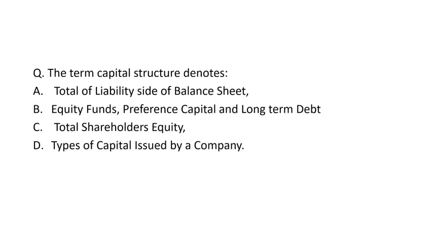Next, the term capital structure denotes: total of the liability side of the balance sheet; equity funds, preference capital and long term debt; total shareholders' equity; or types of capital issued by the company. Types of capital, a company can issue both types, short term and long term, so the types of capital the company is issuing does not matter here. Total shareholder equity is also not applicable in this question. Capital structure is what it is talking about, so only long term sources of finance will be considered.